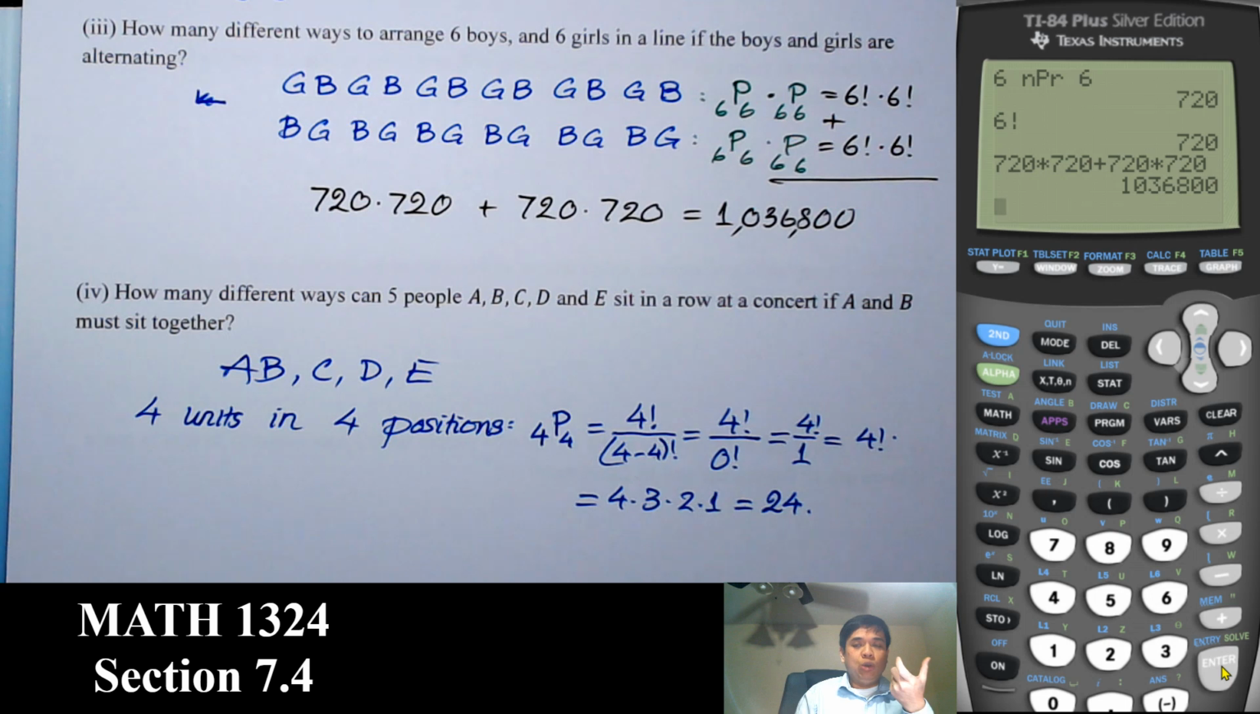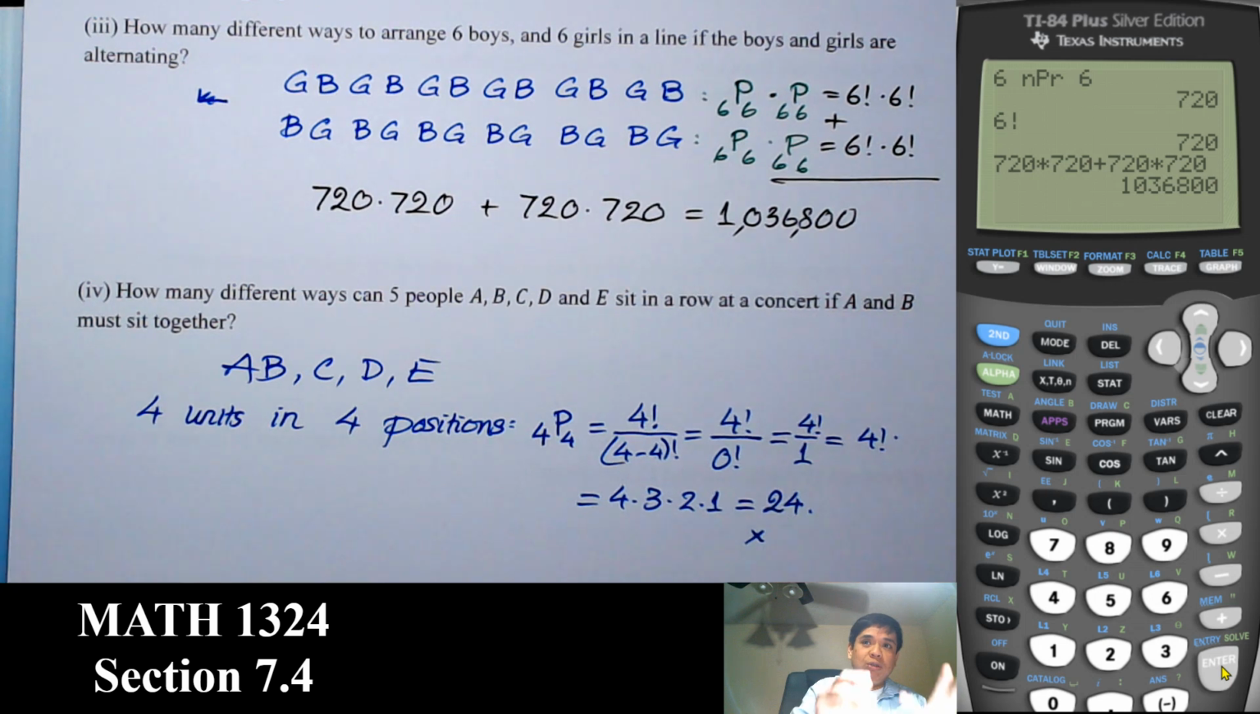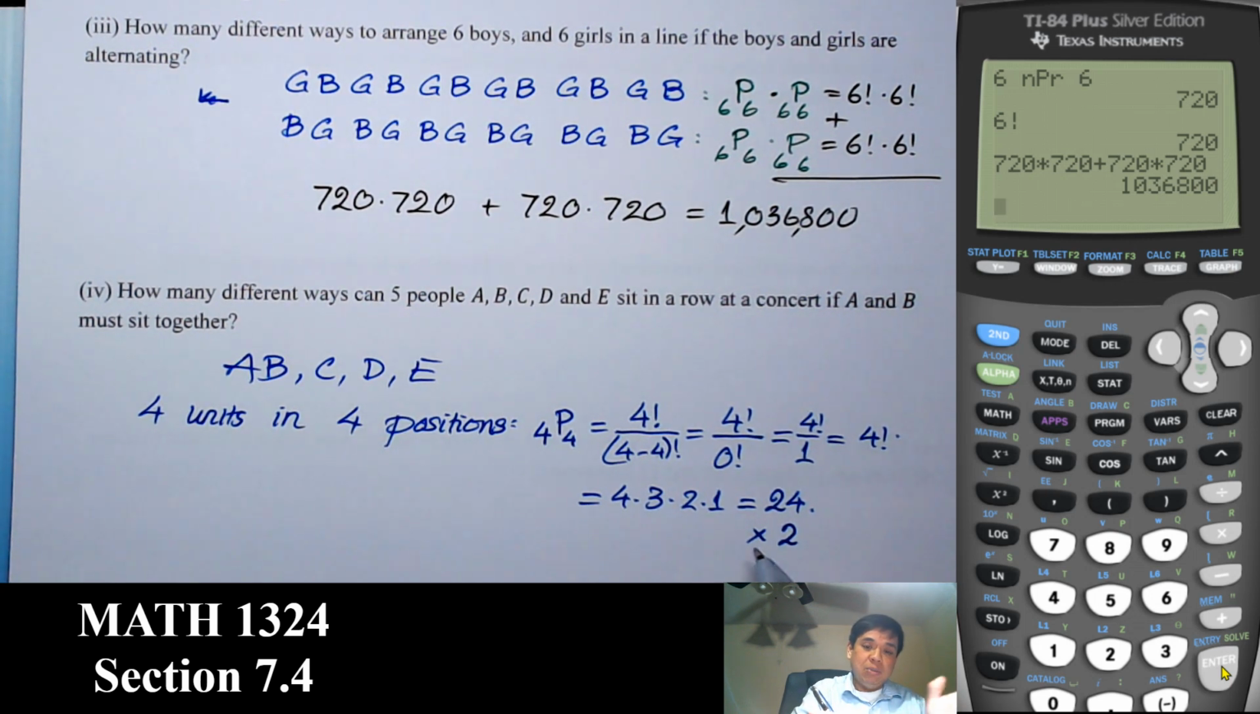A and B as a unit, but A can sit on the right, B on the left, or A is on the left, B on the right. So there's 2 between A and B together. There are 2 different orientations. Could be AB, could be BA. So after we put all those 4 units into place, then A and B can decide.